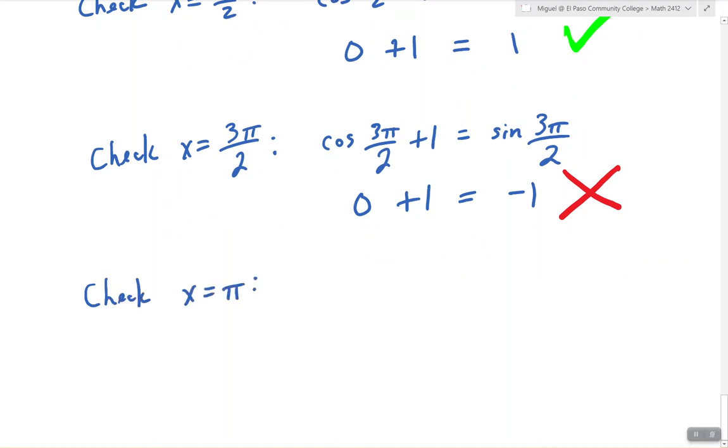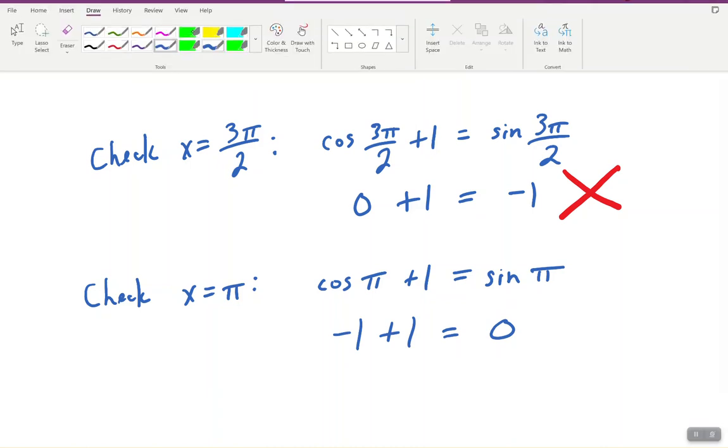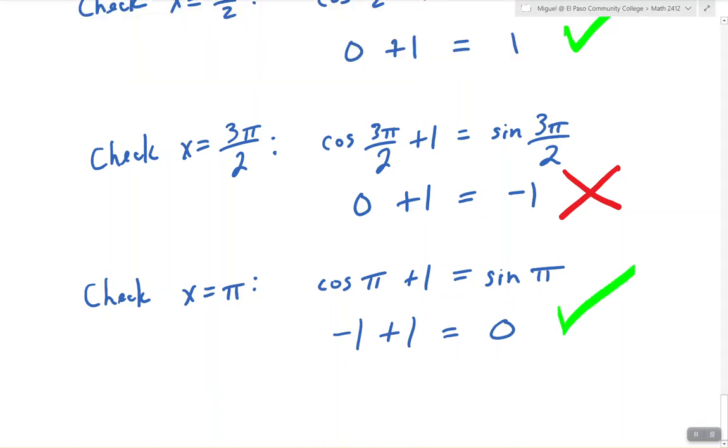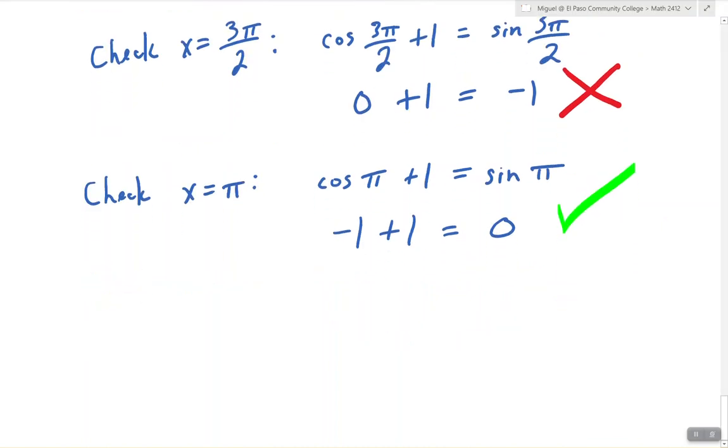And we had pi as well. So we have cosine of pi plus 1. And do we get sine of pi? This is negative 1 plus 1. And sine of pi is 0. Okay, so our solutions are pi over 2 and pi.